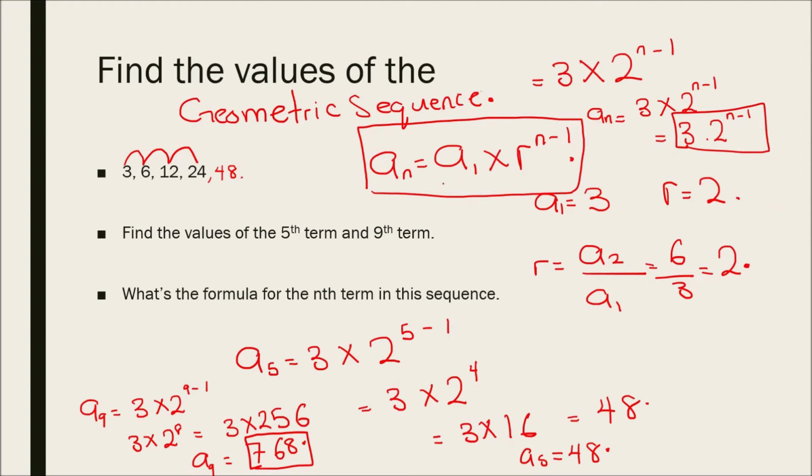Okay, so our fifth term a5 is 48, our ninth term is 768, and our equation for this sequence is 3 dot, or 3 times, 2 to the power n minus 1. That's awesome. Let me know if you have any questions.